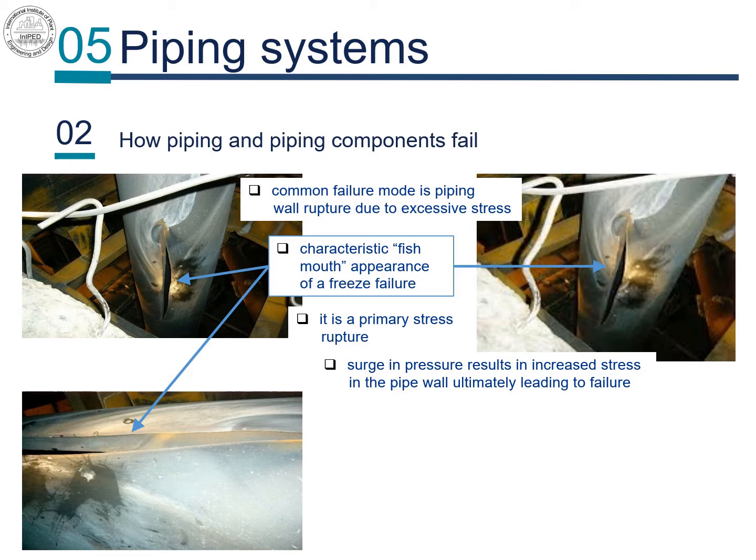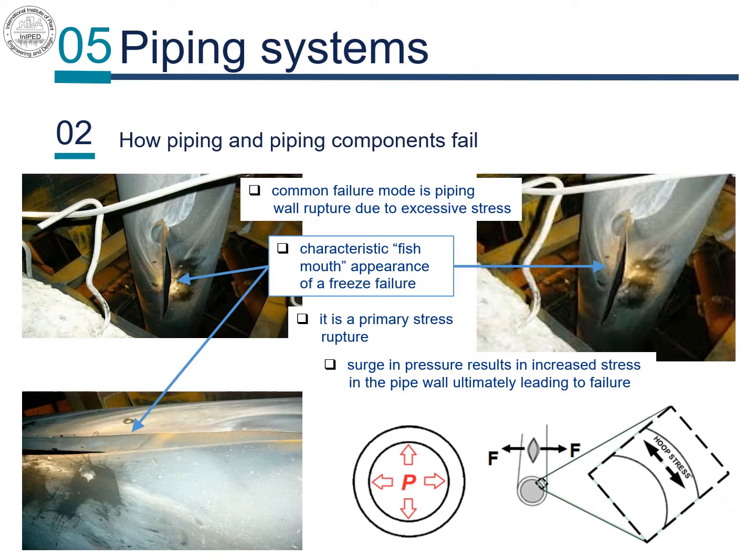In pipes, fluid pressure exerts a force in all directions. And in pipe ruptures, the type of stress that is most critical is known as hoop stress. Hoop stress occurs from the resultant forces acting in the normal direction, or tangentially to the radius of the pipe, as shown in the diagrams.